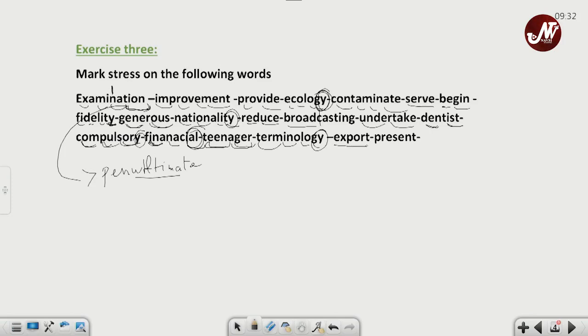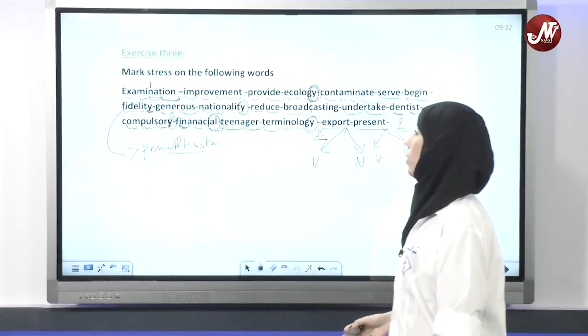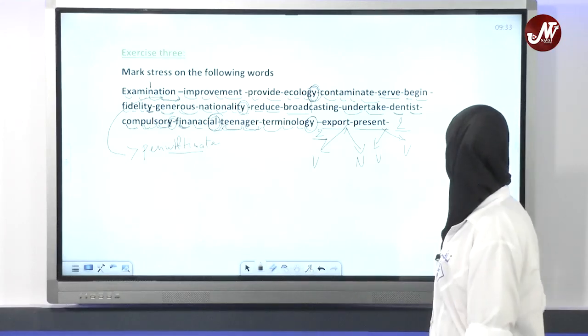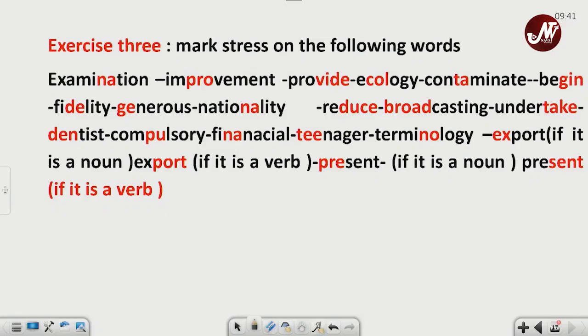Then we have either a verb or a noun. We say to export, then the export. Also the verb to present, or the noun the present. So we have it verb or noun. It means we have two types of stress for each word. It depends whether the word is a noun or a verb. Let's move now to correction. Okay, let's see the correction now.